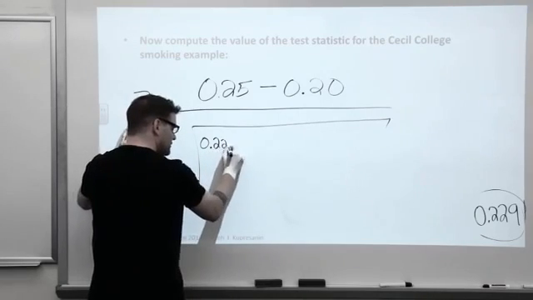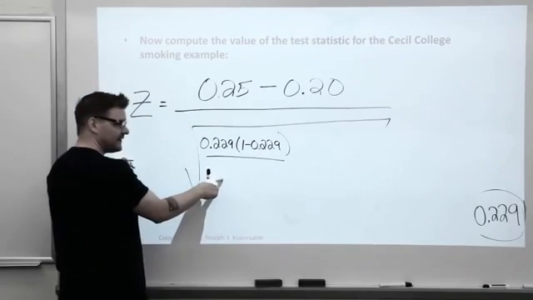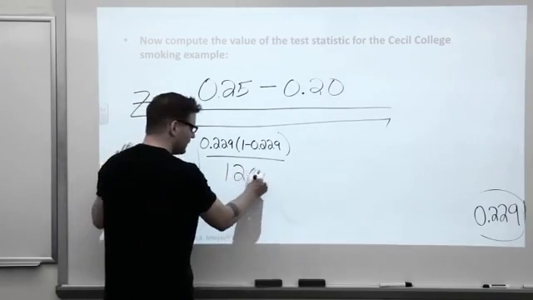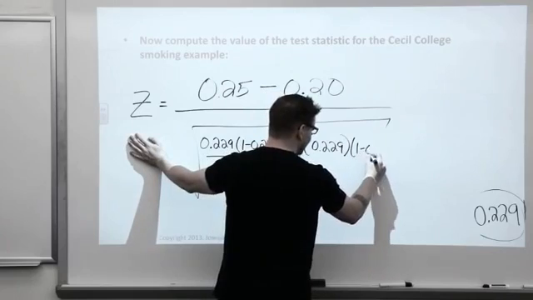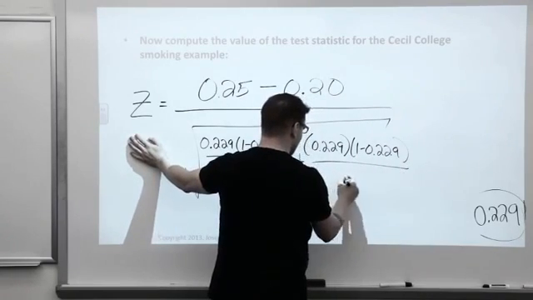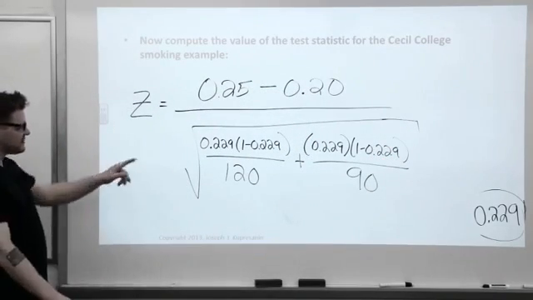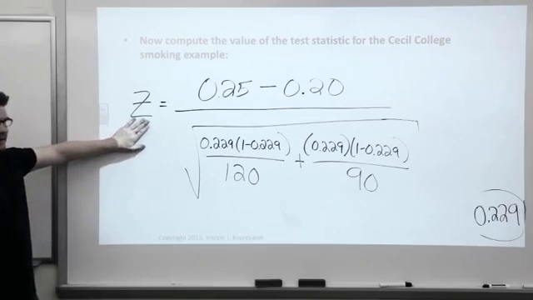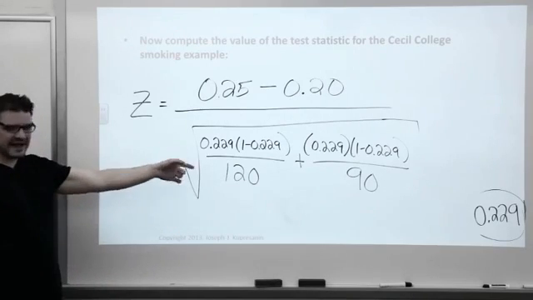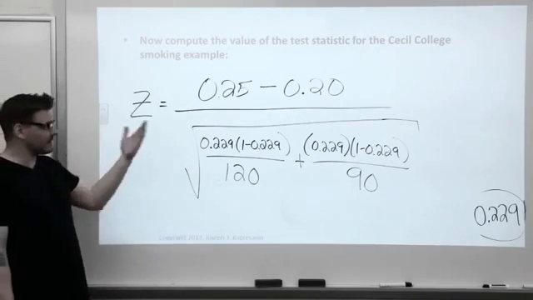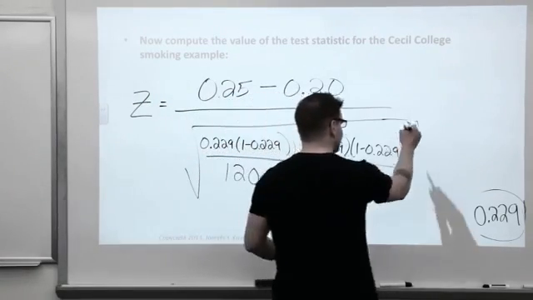I get a 0.229. 1 minus 0.229 all over how many females? 120. Plus 0.229, 1 minus 0.229 all over how many guys would be 90. And essentially what this test statistic is doing is answering the question: how unusual is that 5% difference once you scale it down in terms of standard error? I don't think it's going to be that unusual. Pause the video, see if you get what I got. I got a 0.853.